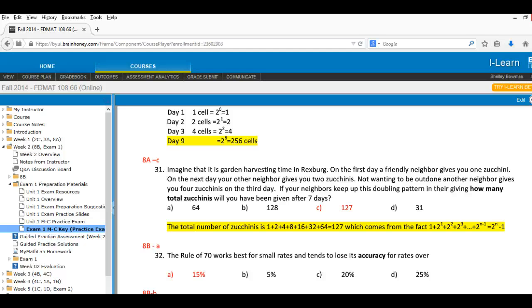Okay, we had a question on the practice exam, question number 31. How many total zucchinis will be given after 8 days? So the first thing we want to do is we could do this by hand or we can use Excel, and there's several different ways we could use Excel.